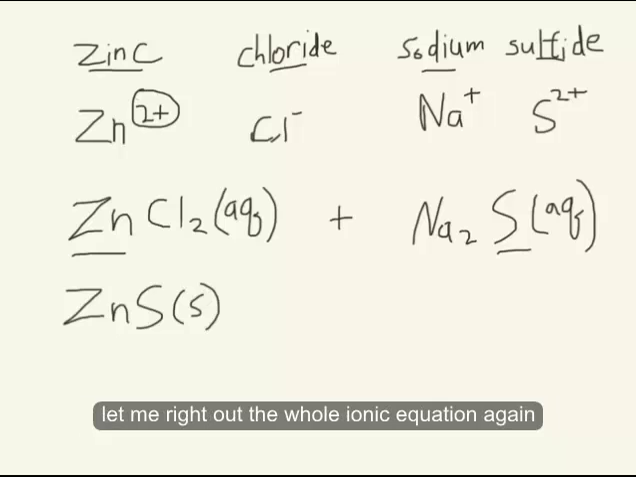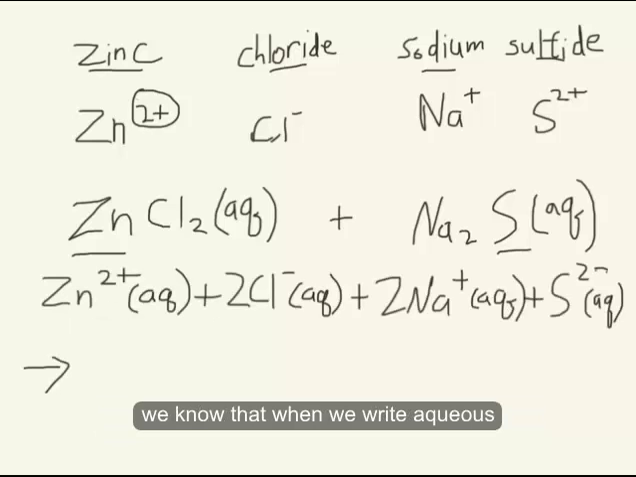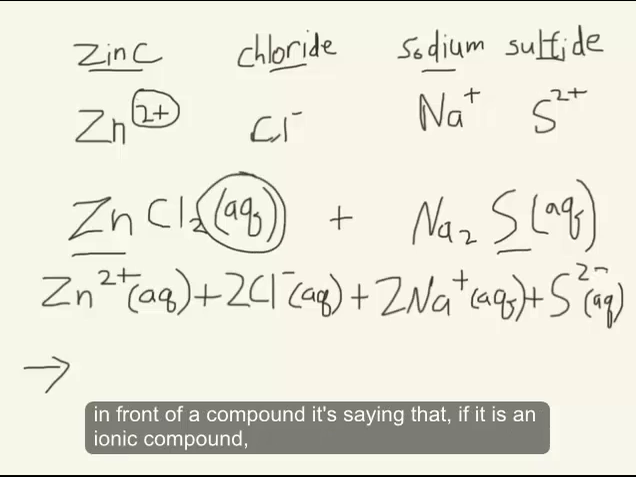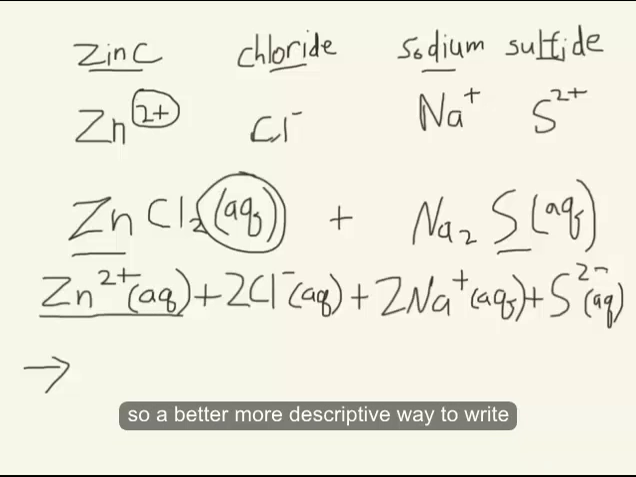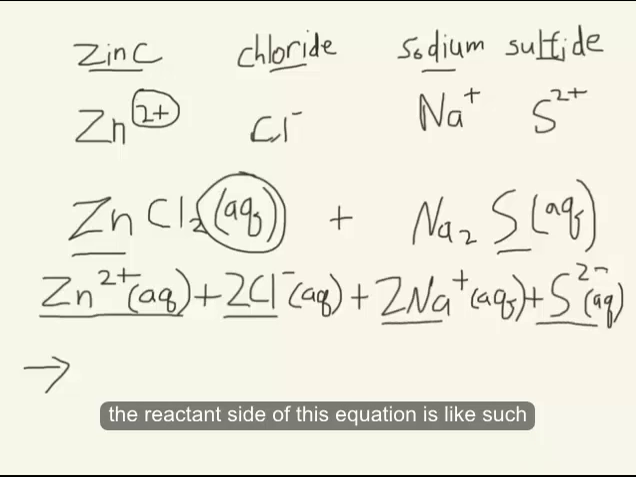Let me write out the whole ionic equation again. We know that when we write aqueous in front of a compound, it's saying that if it is an ionic compound, the different elements both exist as separate ions. So a better, more descriptive way to write the reactant side of this equation is like such.